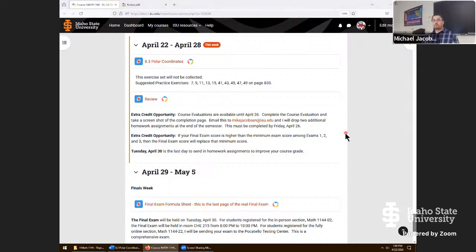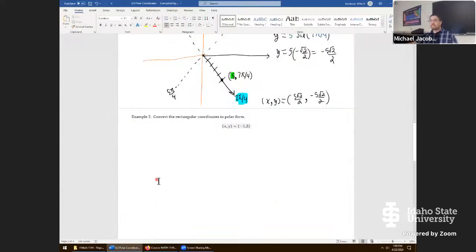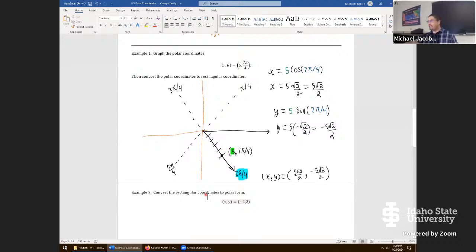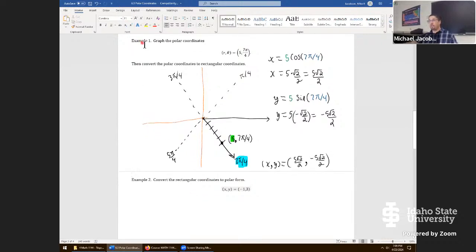But any last questions or comments so far, folks? Okay, well, let's get started. We left off in section 8.3, looking into polar coordinates, but that's a whole new coordinate system that we took a look at before a weekend. So maybe let's review example 1 just to see what are we doing in this new setting.